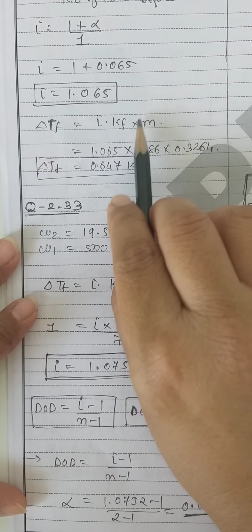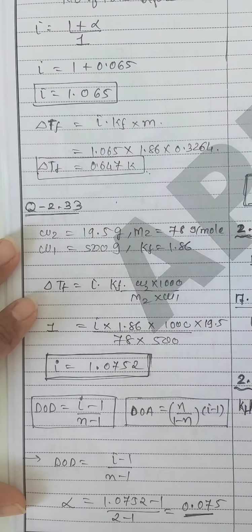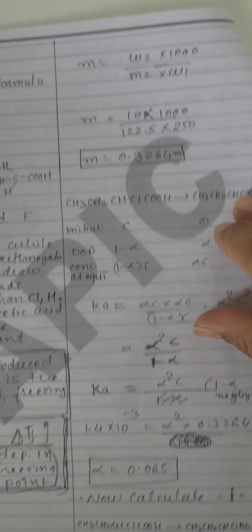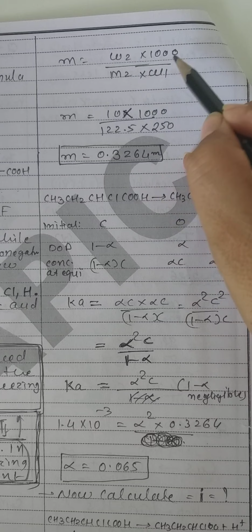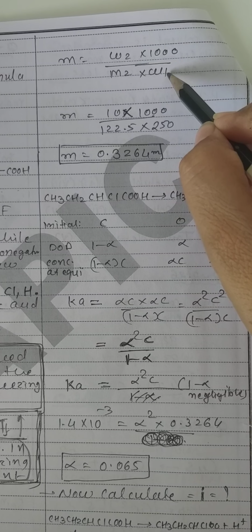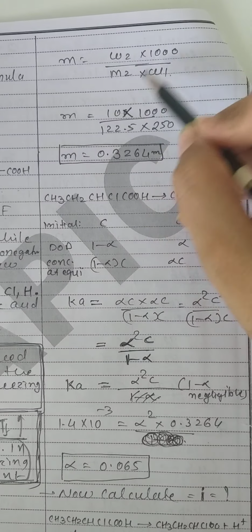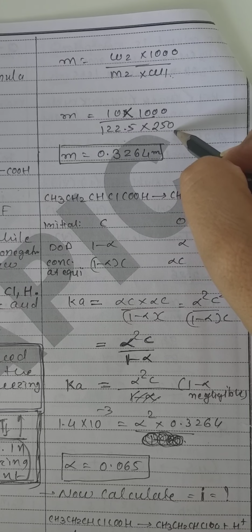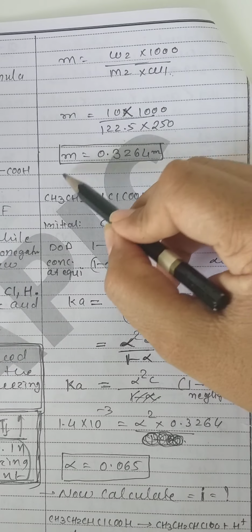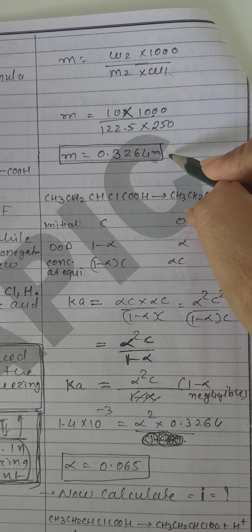So first of all, we have to find the molality, then we will find the i, and then we will substitute in this equation. So now again, according to the formula of molality, the molality is equal to W2 upon M2 into 1000 upon W1. This is the weight of the solvent. W2 is 10 gram given, 1000, molecular mass 122.5, W1 is 250. According to the calculation, you will get the molality, that is 0.3264 molar.